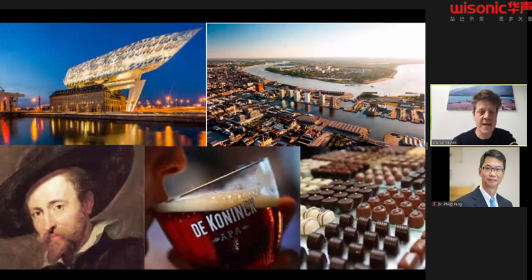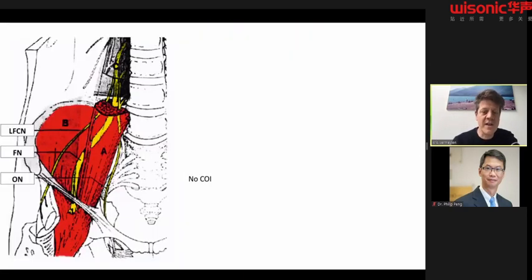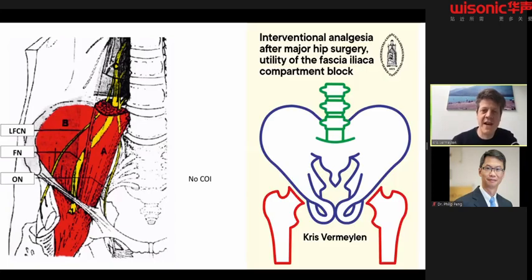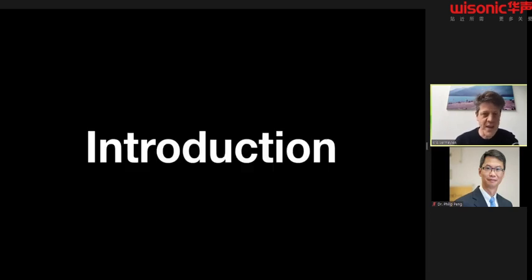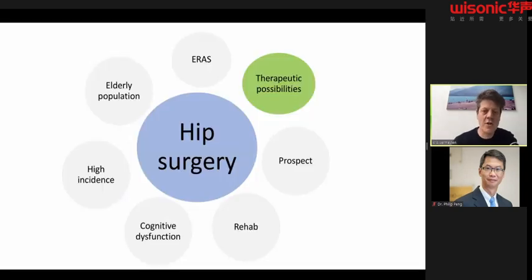Now, I don't have any conflict of interest, and actually I do have one, because I'm a very big fan of the fascia iliaca compartment block. Of course, that's why I did my PhD on this block. Now, I'm very glad that Philip already started by telling you that it's not only about the nerve, not only about getting the technique itself, but that other things are also important in hip surgery.